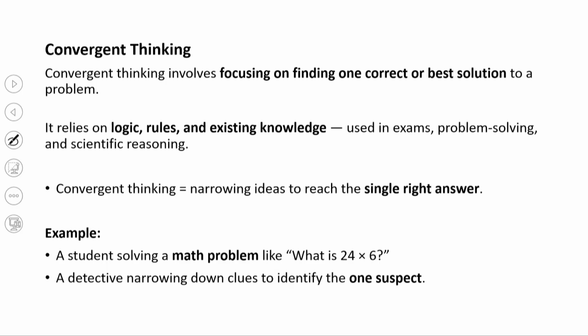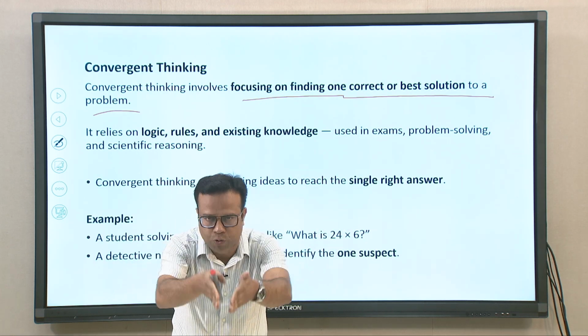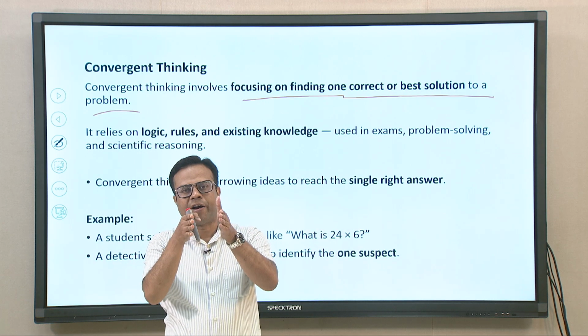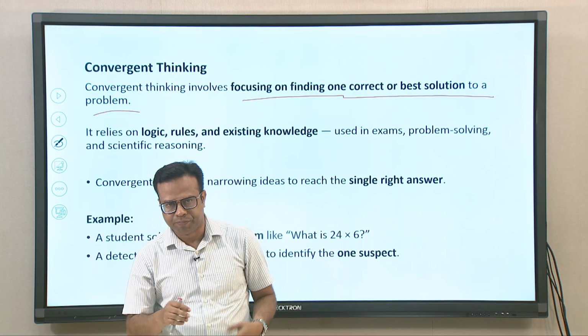Convergent thinking involves focusing on finding one correct or best solution to a problem. Generally, when we want to solve a problem, we use thinking. But whenever we need a particular specific solution to a problem, most of the time we use convergent thinking. We take all the data and then we converge to find how to solve it. So focusing on finding a correct or best solution to a problem is convergent thinking.